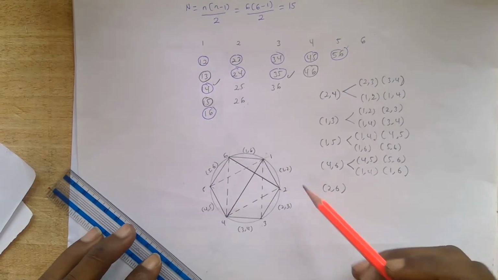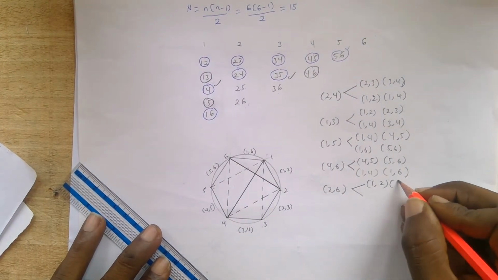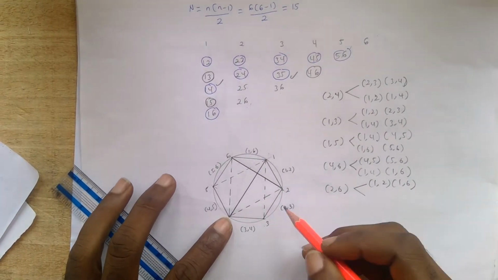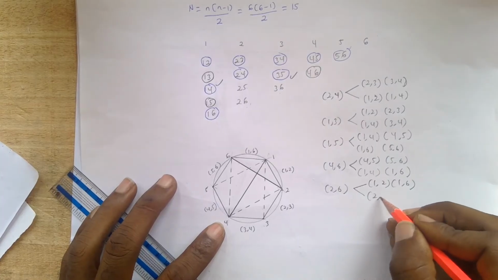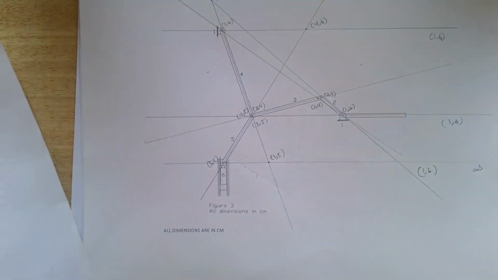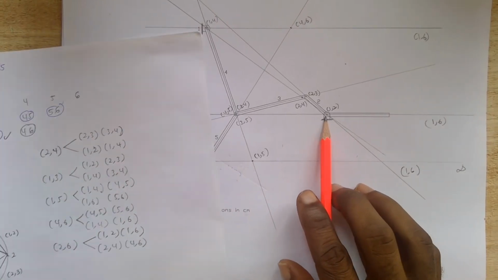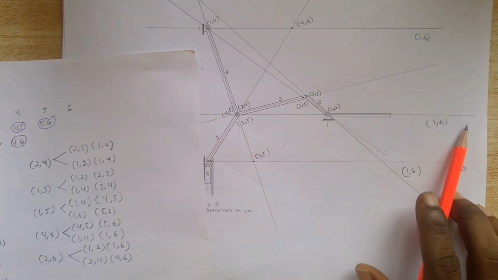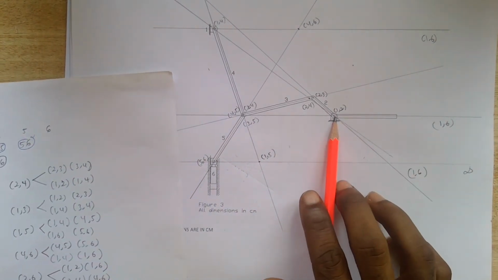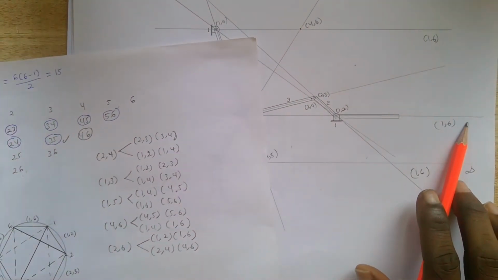For 2-6, I'm going to have 1-2, 1-6, and I'm going to have 2-4, 4-6. So that will be 2-4, 4-6. Let's go to the figure. So we have 1-2, 1-6. This is 1-2, and the line passing through becomes 1-6. So I'm going to have this horizontal line to be 1-2, 1-6, because I have 1-2 here, and 1-6 is the horizontal line. So we have this whole line to be 1-2, 1-6.